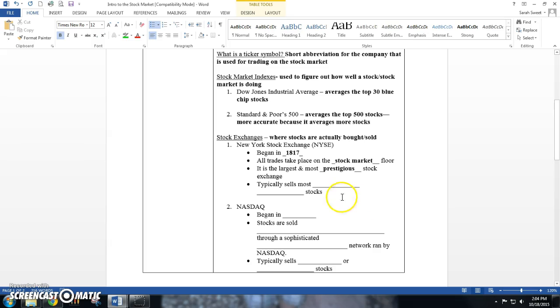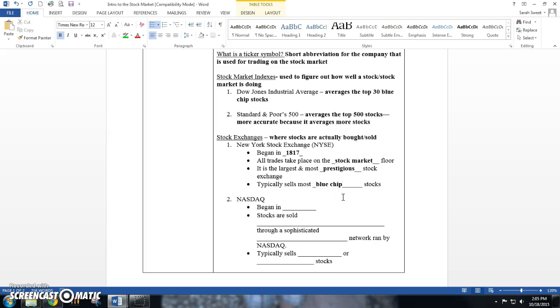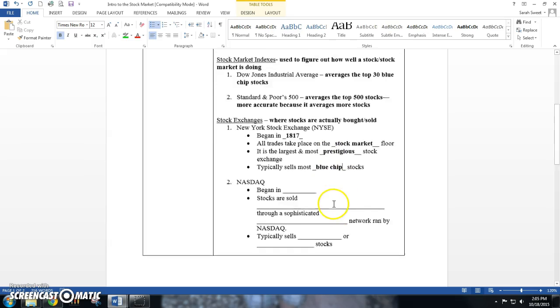That's important, okay? The stocks that are typically sold through this stock market are mainly blue chip stocks. That means they're the companies that have been around for a while, and they typically make a pretty good profit. Again, later on in the block, you will learn a little bit more about the different types of stocks. Then there is the NASDAQ market.